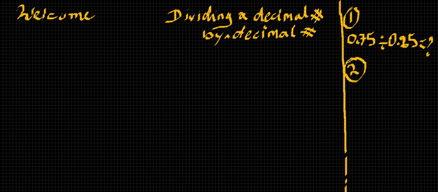Now the second problem would be the same thing except the places are different for the numbers. So number 2 is asking you this: 0.25 divided by 0.75, and we want to know the answer. Now this one is a bit tricky because it's asking you how many times does 0.75 go into 0.25.